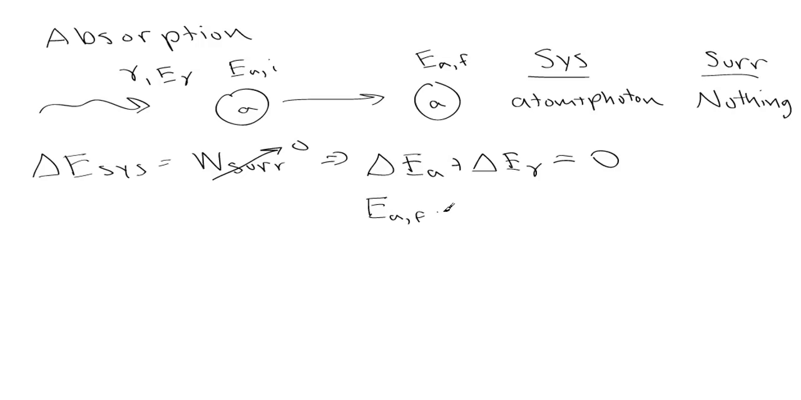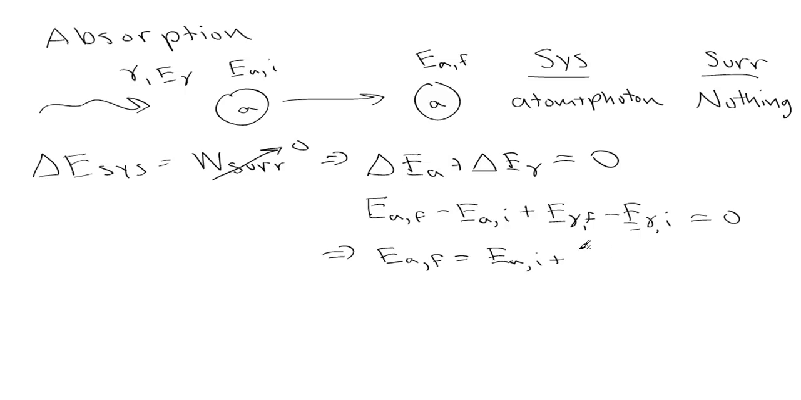So in other words, E atom final minus E atom initial plus E gamma final minus E gamma initial is zero, which gives the final energy of the atom as being equal to the initial energy of the atom plus, since there was no photon in the end, the initial energy of the photon. This is greater than the initial energy of the atom, since E gamma is positive.